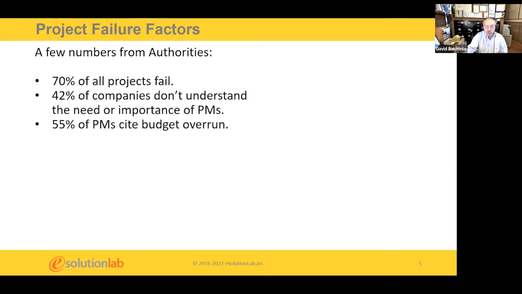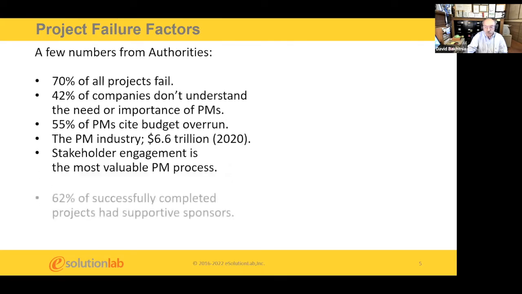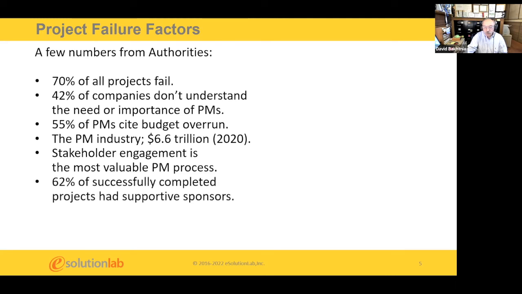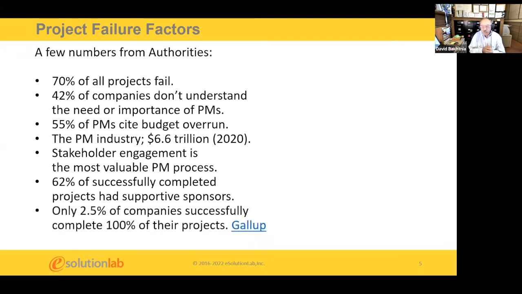polls that are coming from PMI, Gallup, and others, on why project management is being looked at as a kind of deterrent, an impediment. What happens to project overrun? Oh my God, only 62% of completed projects have the support of sponsors. Oops. And then look at the last line. Only 2.5% of companies successfully completed 100% of what they wanted to accomplish.